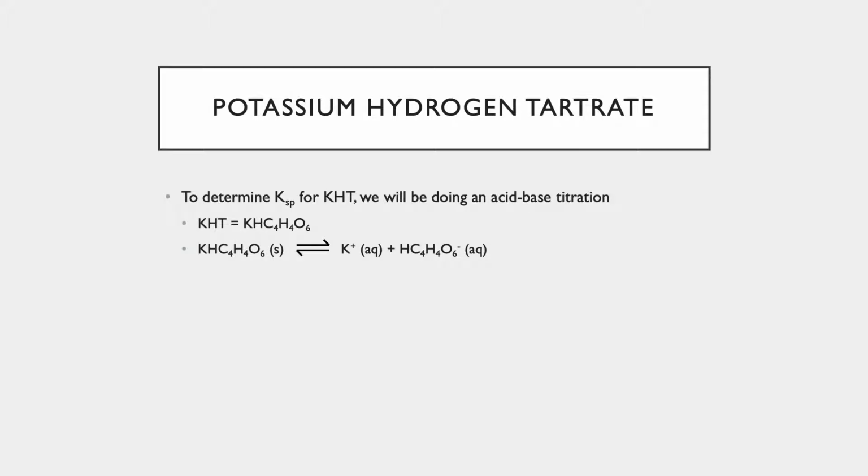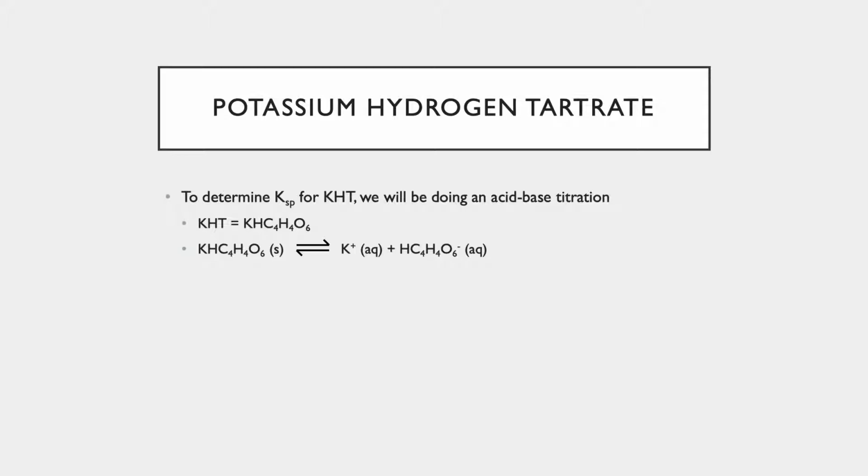Now, in terms of the reaction we're going to be doing in the lab, we're going to be looking at the dissociation of potassium hydrogen tartrate. And that's this compound right here. It's going to break apart into potassium and a polyatomic ion that we can just call hydrogen tartrate. You'll sometimes see this abbreviated as KHT for the potassium salt and maybe HT for the hydrogen tartrate itself.